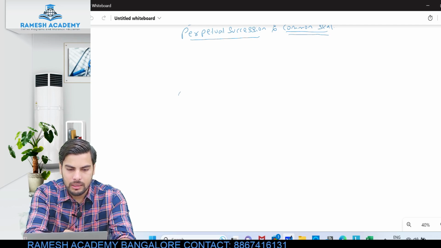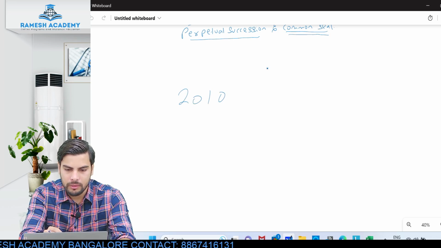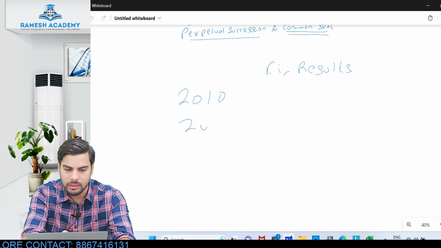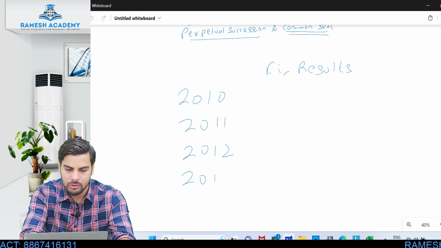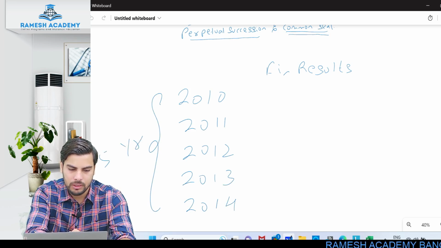Okay, so let's say the company got incorporated in the year 2010. Let me just write the financial results of each year. So let's say 2010, 2011, 2012, 2013 and 2014. I'm basically showing you the figures for 5 years.